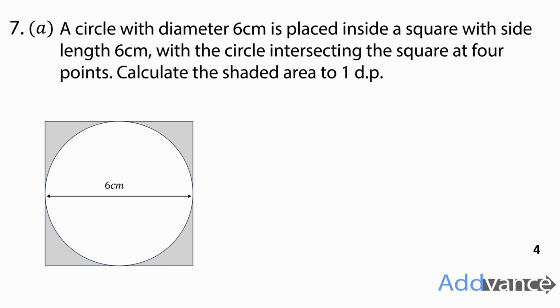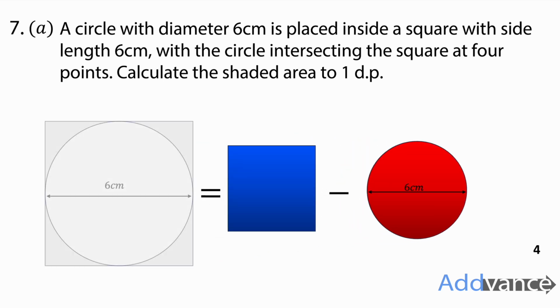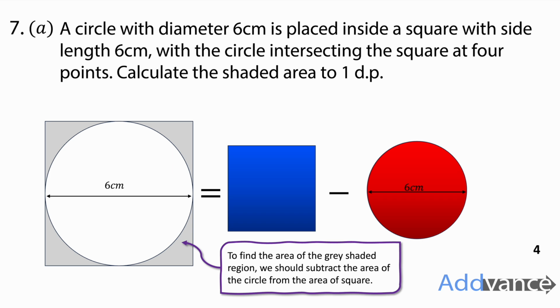It says a circle with a diameter of 6 centimeters is placed inside a square with a side length of 6 centimeters, with the circle intersecting the square at 4 points. Calculate the shaded area to 1 decimal place. Okay, so we have to work out the area of a square and the area of a circle and subtract them. Let's look at that. So here we've got a square and a circle. If we subtract the area of the circle from the square, we get the shaded grey part.